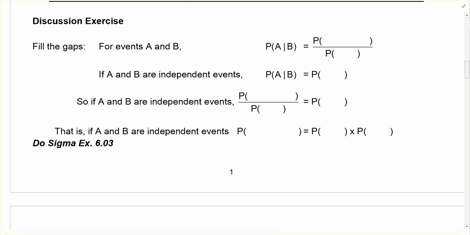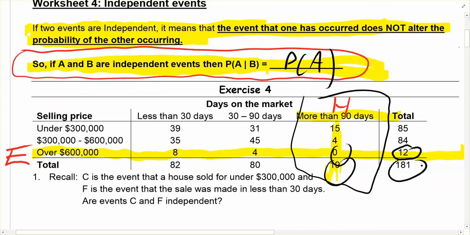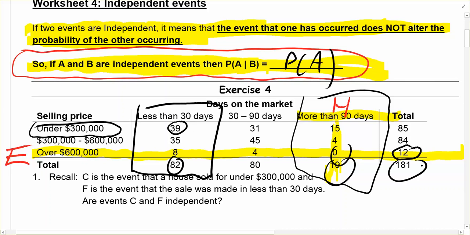The probability that A happens given that B happens means it's out of the B event. We know that's occurred. When we look at an example of that, if we wanted to know the probability that a house sold for under 300,000, given that it sold in less than 30 days, then it would be 39 out of 82. The 39 is actually the intersection of under 300,000 in less than 30 days. So it's where they both occur.